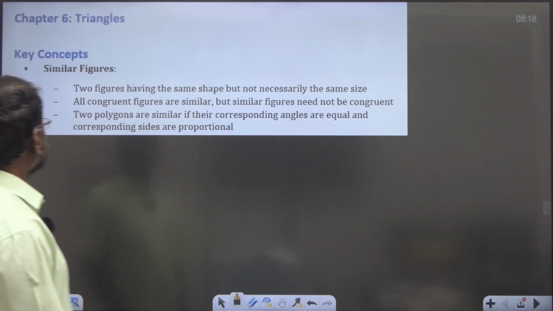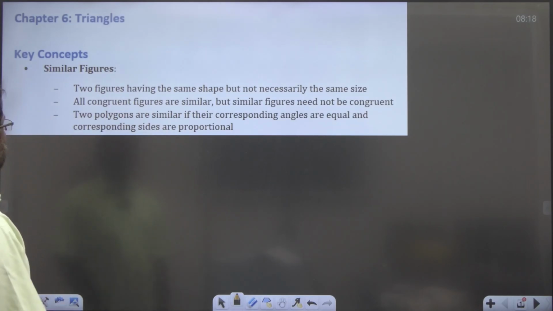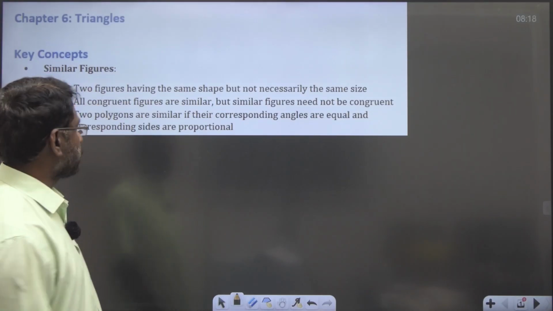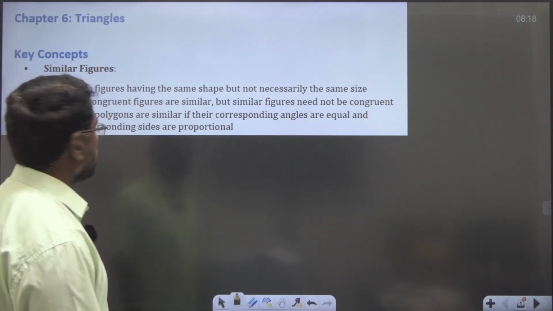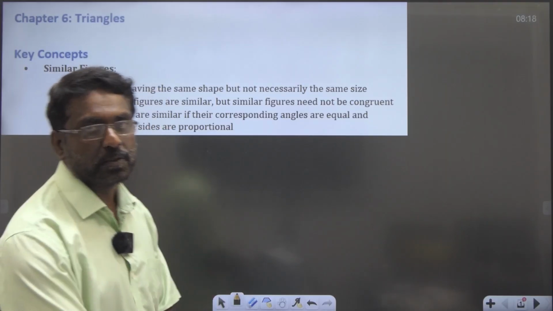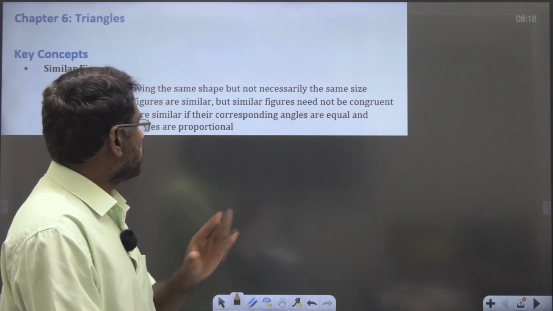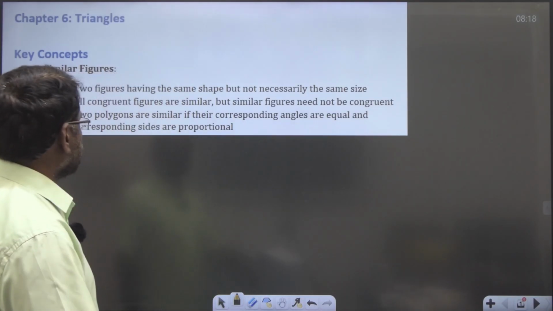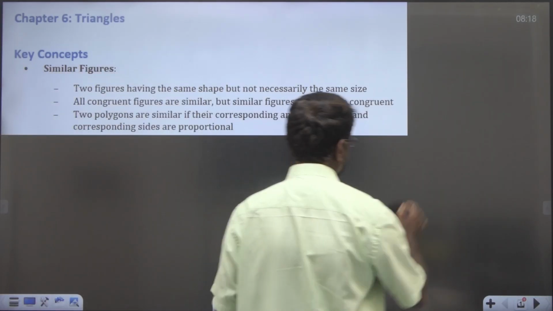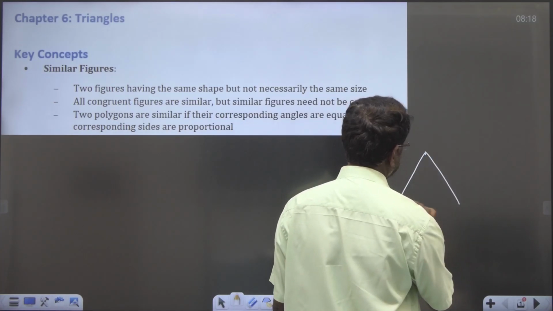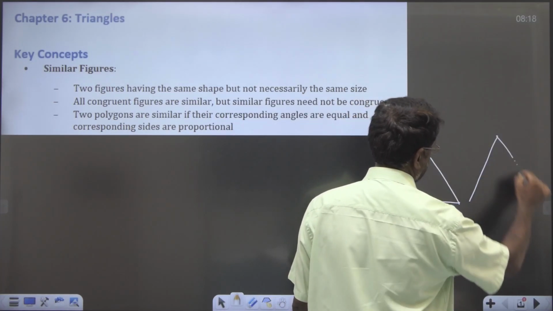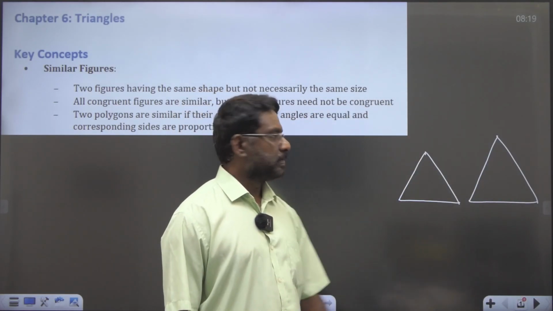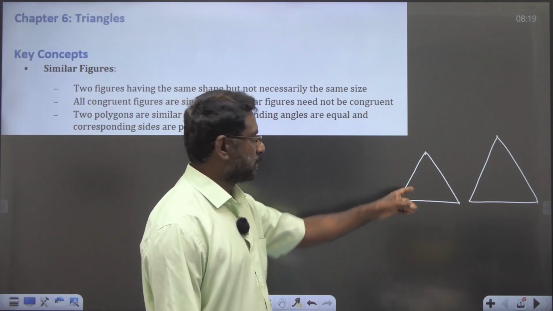Here we are going to study similar figures at first. Similar and congruent are two basic names in geometry. Similar means, suppose this is a triangle, and this is another triangle. This is a small triangle, and this is a bigger, larger triangle compared to it.